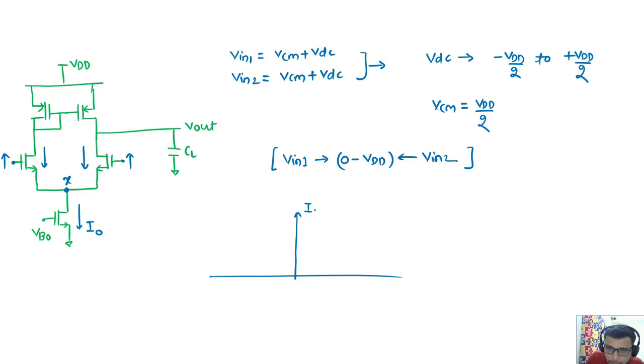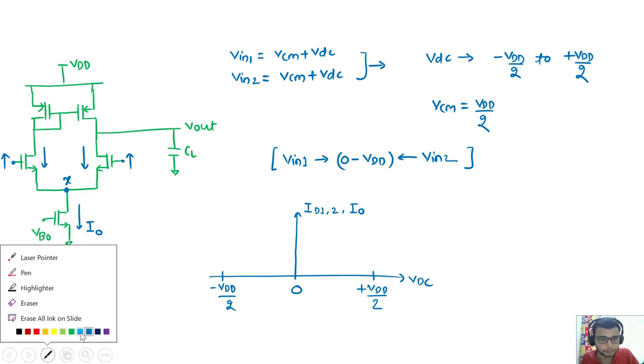Okay, on the graphical scale, what is happening? This is the current ID of 1, 2, and ID of the tail current source. This is my VDC. This is minus VDD by 2, and this is plus VDD by 2. Both the inputs are increasing. So this is the point where the common mode is there, when VDC is 0.